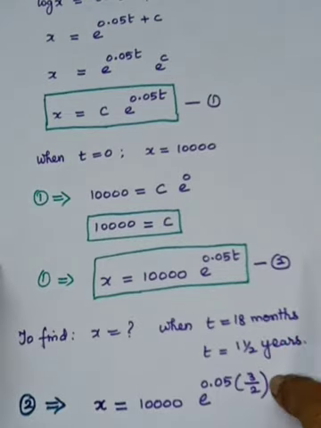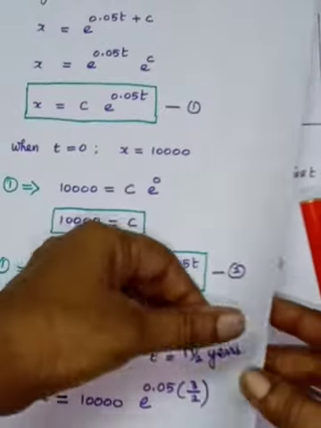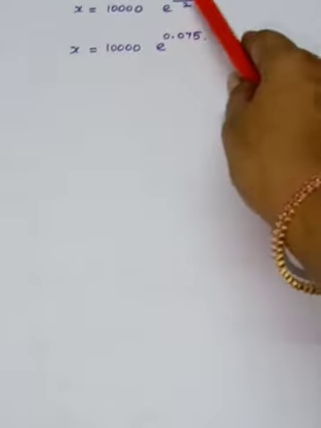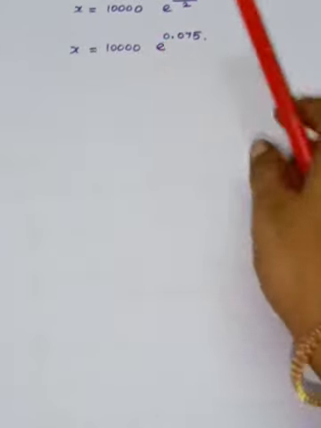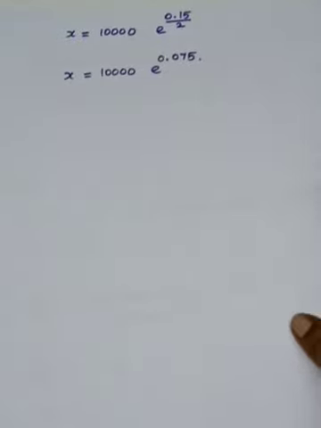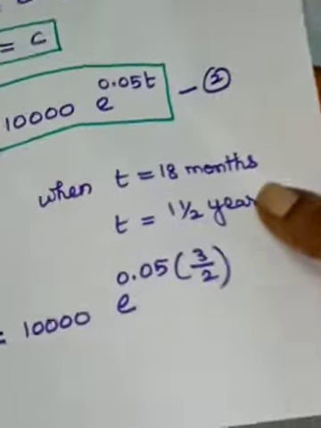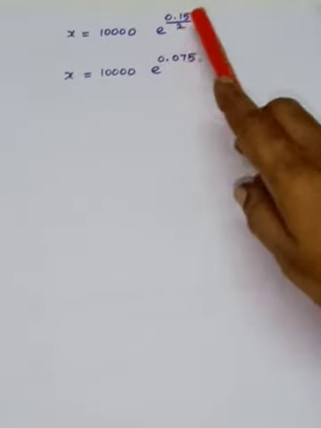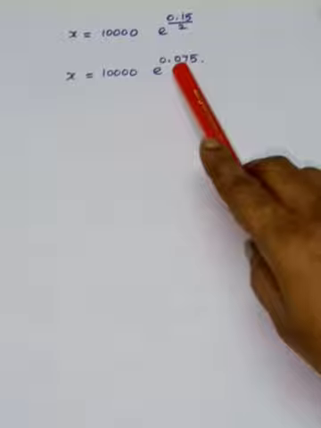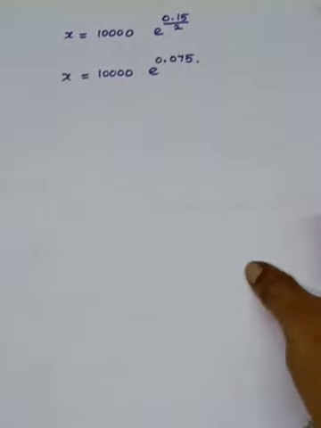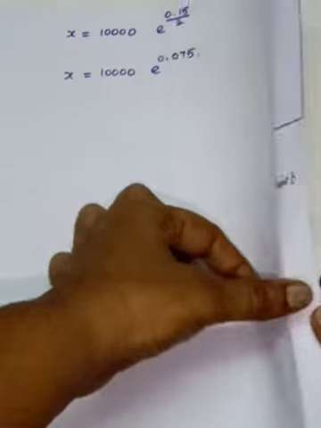If you simplify, 0.05 into 3 is 0.15, divided by 2. If you simplify, it is 0.075. So after 18 months, the money will be 10,000 into e power 0.075. So next we are moving to problem number 6.